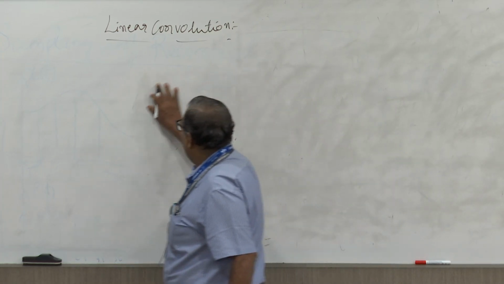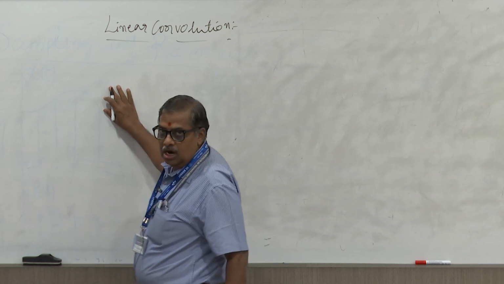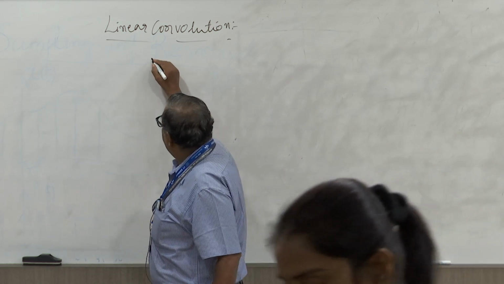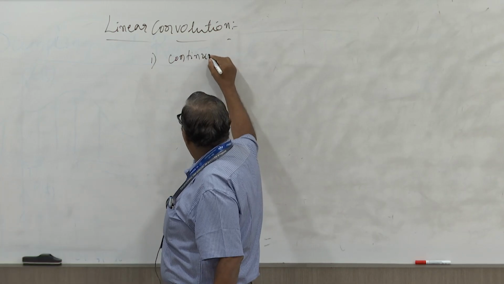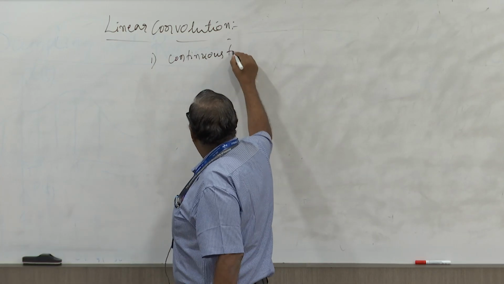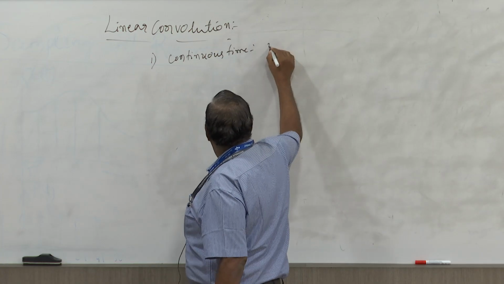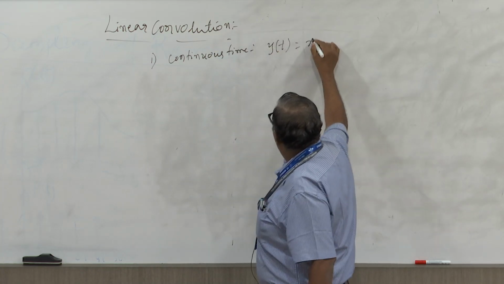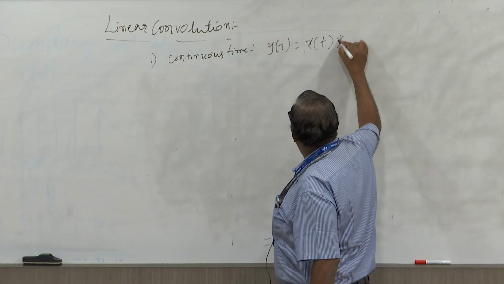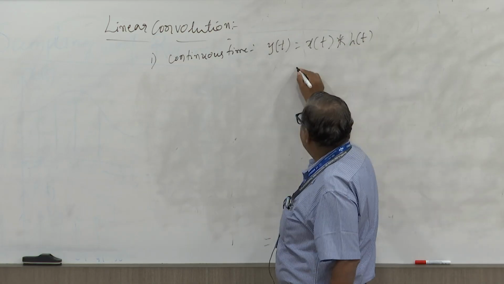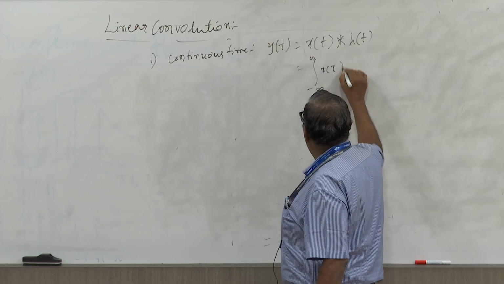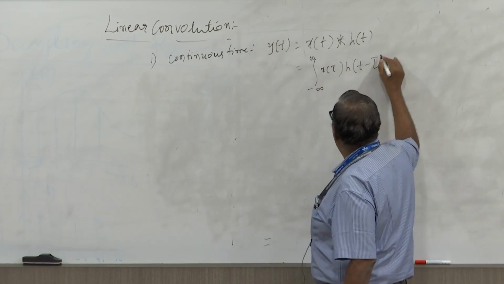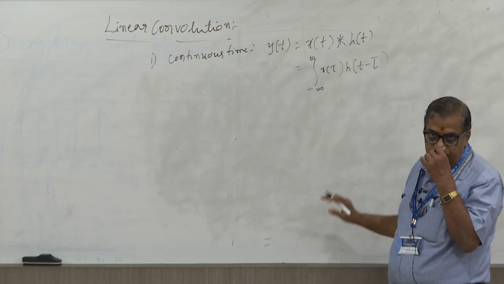So basically we define linear convolution in two domains. One is the continuous time domain. We call it y of t is equal to x of t convolution with h of t. This is nothing but the integral from minus infinity to infinity of x of tau into h of t minus tau. So this is what we do.